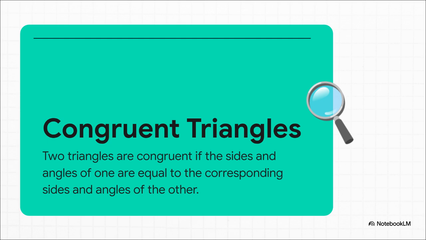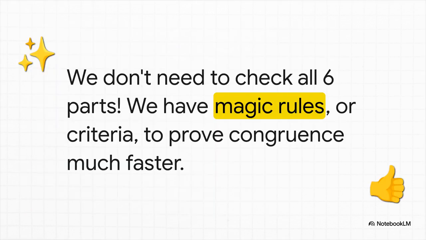Two triangles are congruent if they are basically perfect photocopies of each other. This means all three of their matching sides are equal, and all three of their matching angles are equal. That's 6 different parts to check. But wait a minute, checking all 6 parts every single time you solve a problem? No way, especially not in an exam.